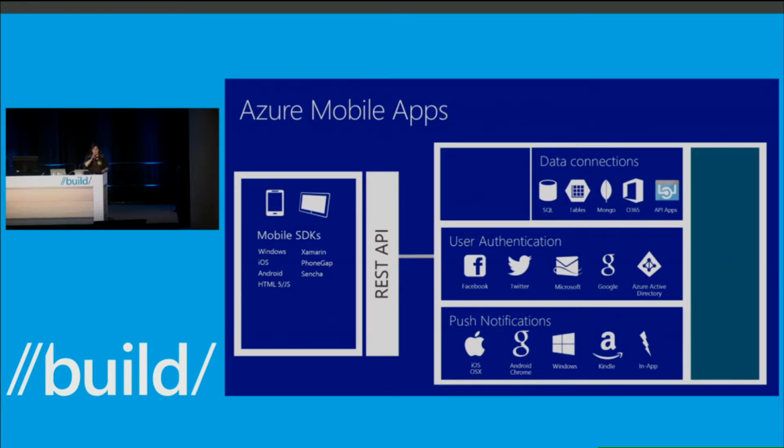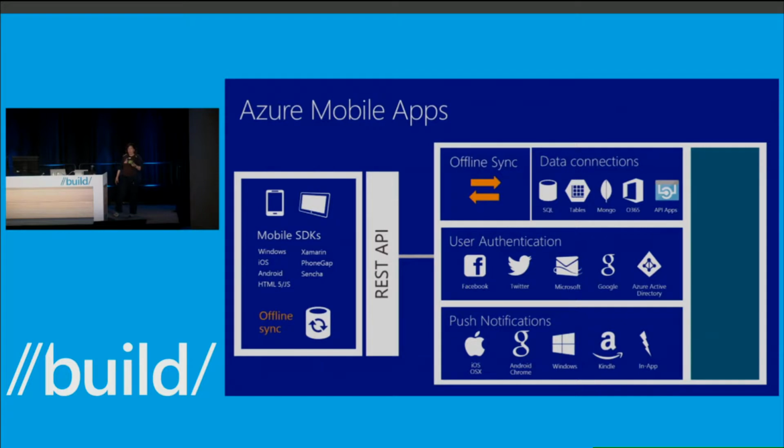So hopefully this diagram is familiar to you. Basically, mobile services gives you 3 core features, which is the data connections, user authentication, especially the kind that's plugged into your mobile device, so social login with a client flow where you get a nice UI within your app rather than getting redirected to some web page, and push notifications.